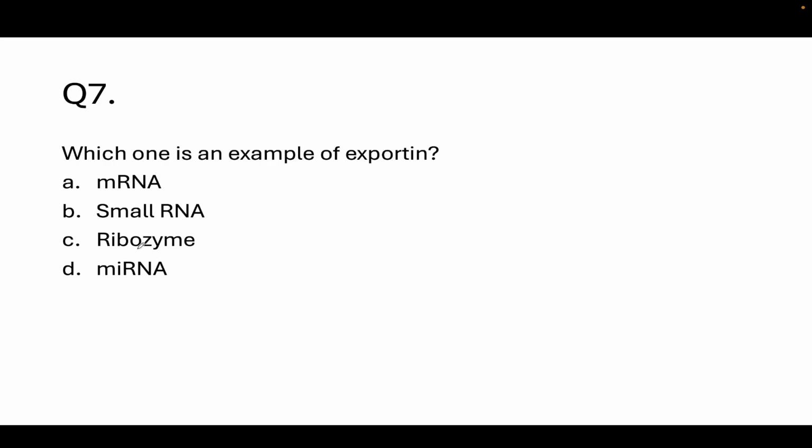So what is the example of it? It can be both, because small RNA is a big family, under which miRNA comes. But if small RNA is not here, you can directly answer miRNA. If you talk about B and D, that is small RNA and miRNA, miRNA is more acceptable in comparison to small RNA. But small RNA is a big family under which miRNA comes, and your snRNA and other RNAs come.